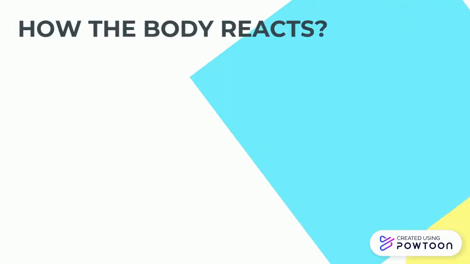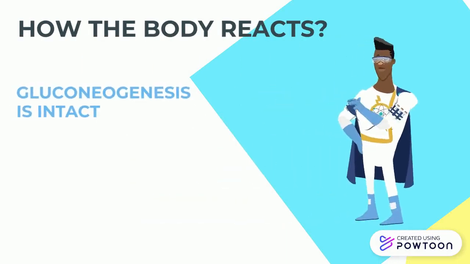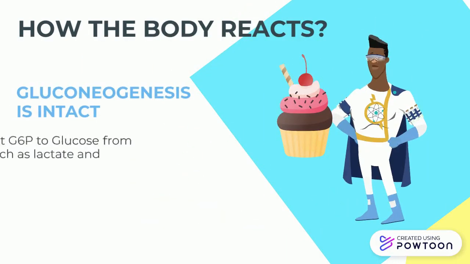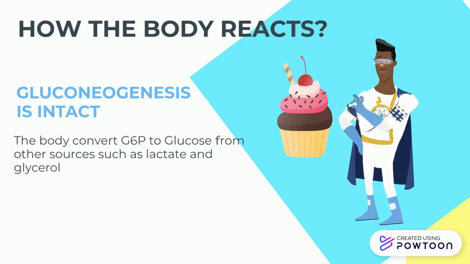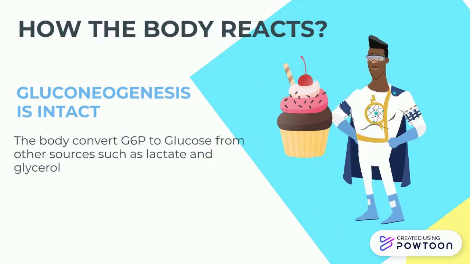Gluconeogenesis is actually intact in this disease because the body still has the ability to convert glucose 6-phosphate to glucose from other sources such as lactate and glycerol.